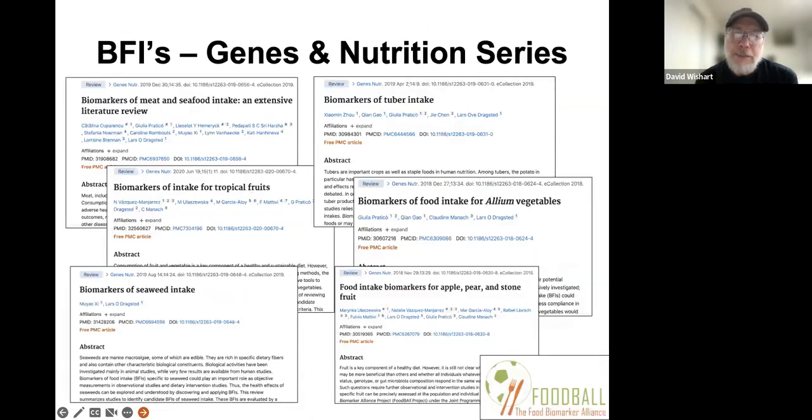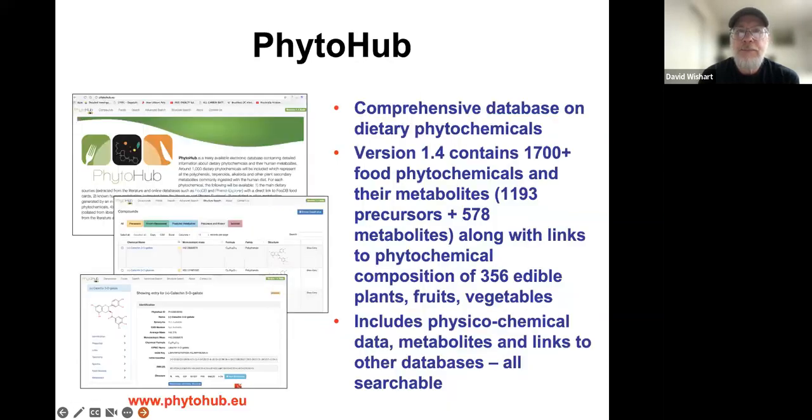In addition, this consortium, which probably included about 70 or 80 different scientists, did a lot of literature reviews to assemble information. And some of these things were also confirmed through studies with metabolomics to look at biomarkers for meat intake, tuber intake, onion, tropical fruits, seaweed, apples, pears, bananas. And a lot of really interesting and useful biomarkers have been identified. And some of these are now being migrated into various metabolomic assays.